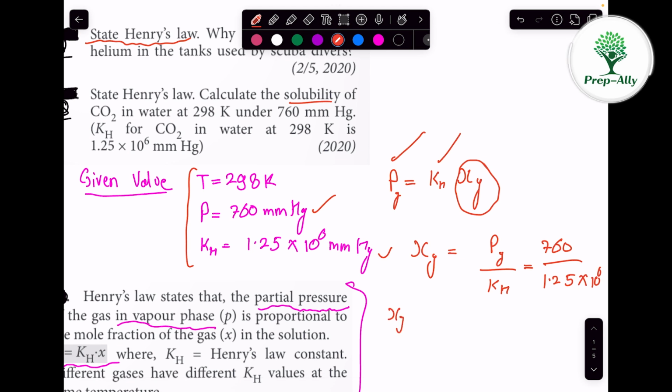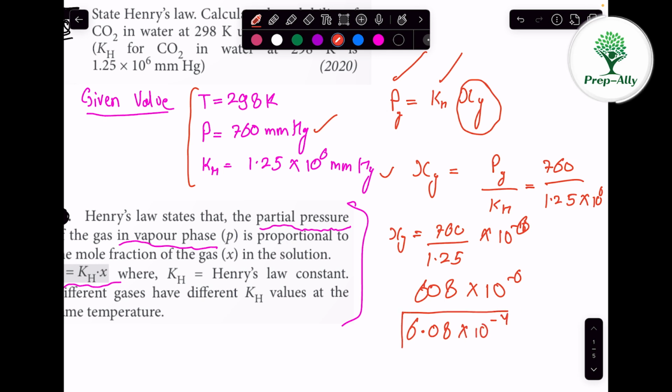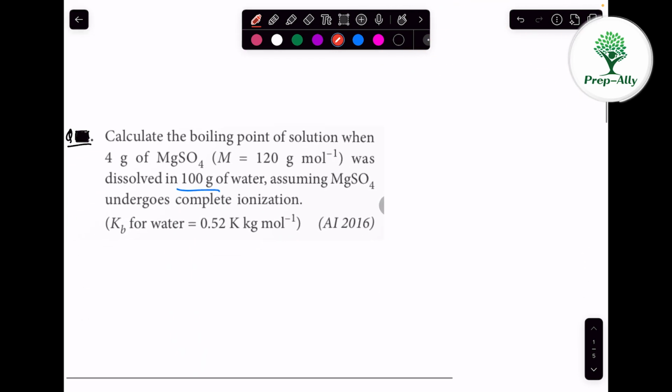Now we can solve this directly: 760 divided by 1.25 into 10 to the power minus 6. Now we can just divide this value and we will get our answer. So 760 divided by 1.25 is 608 into 10 to the power minus 6, or we can write 6.08 into 10 to the power minus 4. This is the correct answer we have. Now we can move to the second question, and this is again one of the most asked. These kinds of questions they will ask multiple times.